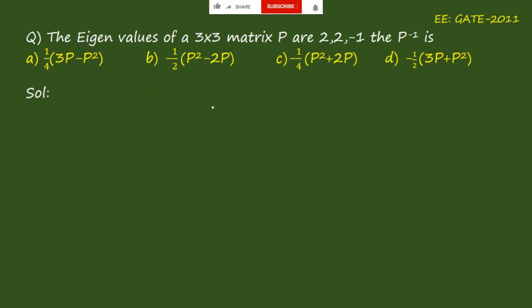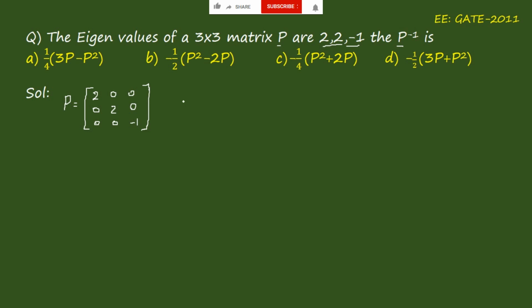Now coming to the next question. The question is: eigenvalues of a 3 cross 3 matrix P are 2, 2, minus 1. Find P inverse. Now the P matrix is not given, only the eigenvalues are given, right? So in this particular case we keep the eigenvalues in a diagonal matrix. P matrix is equal to 2, 0, 0, 0, 2, 0, 0, 0, minus 1. What we have done is keep the eigenvalues on the diagonal. So we form a matrix.